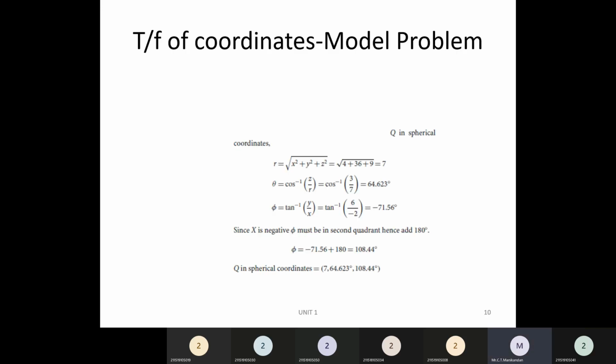Similarly, the next one, we are converting Cartesian into spherical coordinate system. Here also you see we are finding out r, theta and phi. For phi you are getting the angle as negative, so what we are doing there is adding 180 to that angle. So phi equal to minus angle plus 180. What you will be getting is 108.44. Okay, so that's what you will be seeing there.